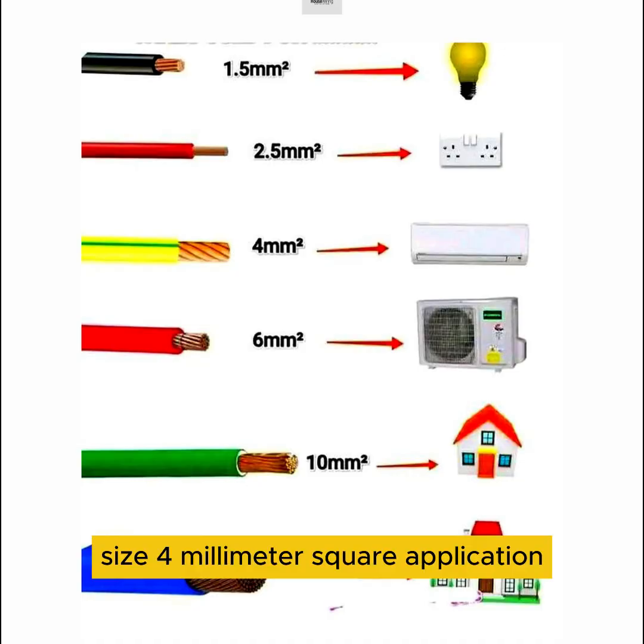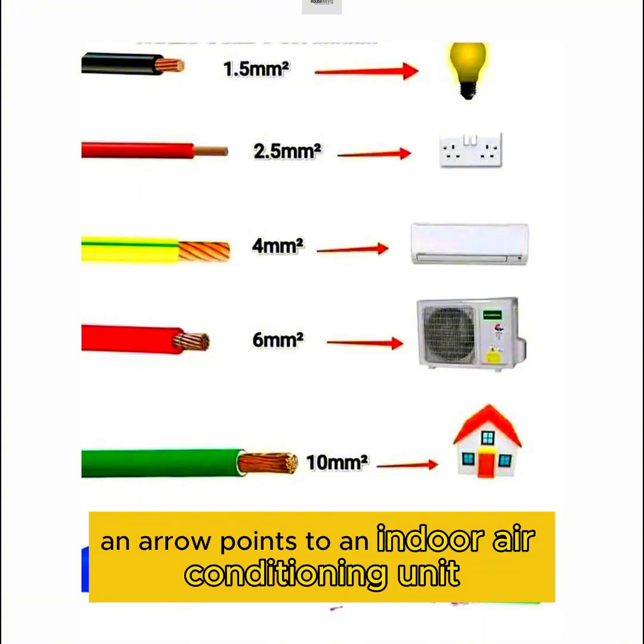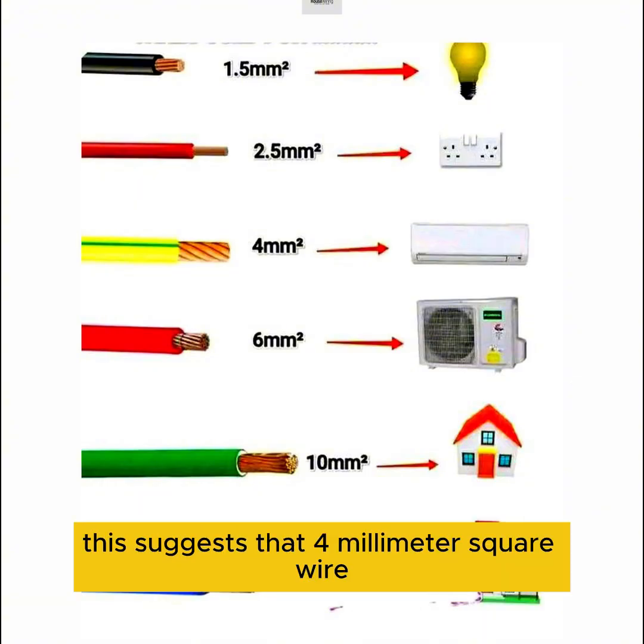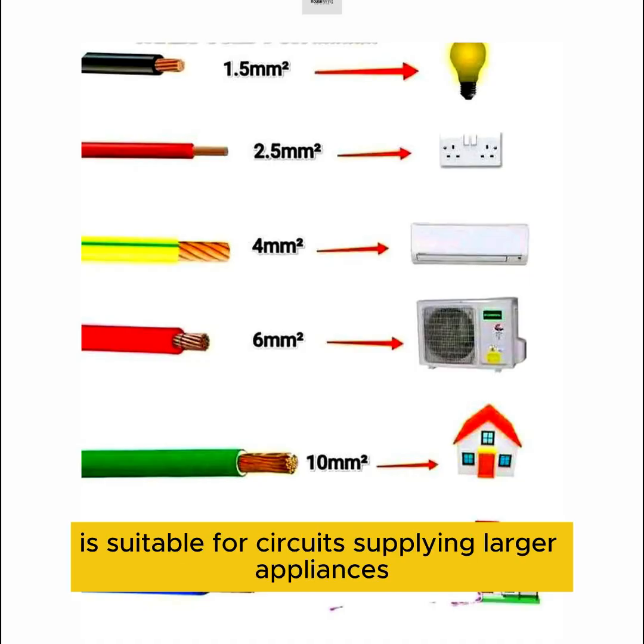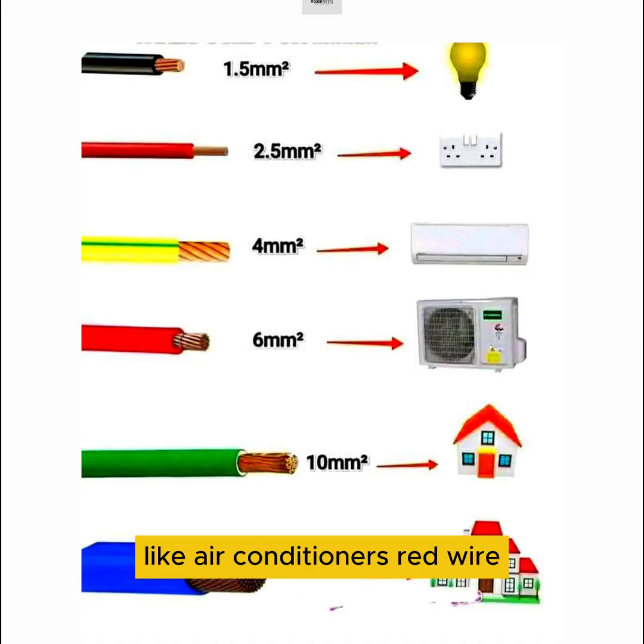Size: 4 millimeter square. Application: an arrow points to an indoor air conditioning unit. This suggests that 4 millimeter square wire is suitable for circuits supplying larger appliances like air conditioners.